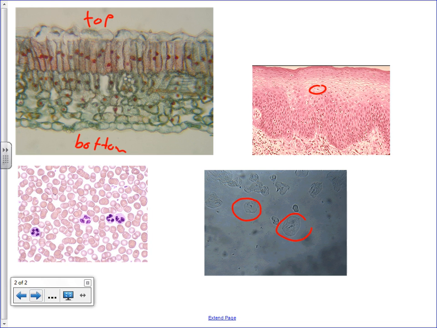One of the things you're going to be looking at first is here, where I've got top and bottom labeled. This is the Dicot leaf, cross section. These are the cells near the top that you're going to want to draw. They're called Palisade layer cells, and they have nice fixed shapes that make them easy to see.